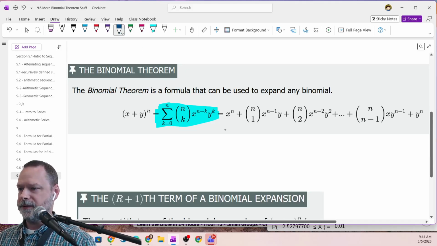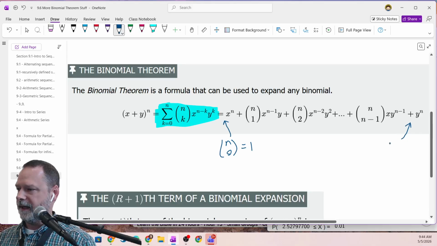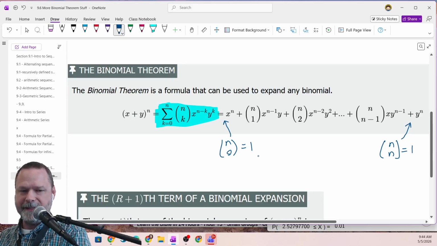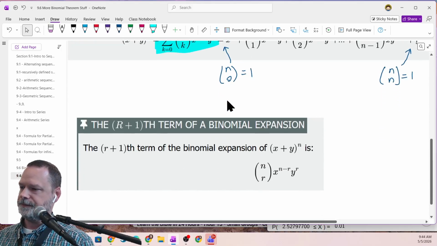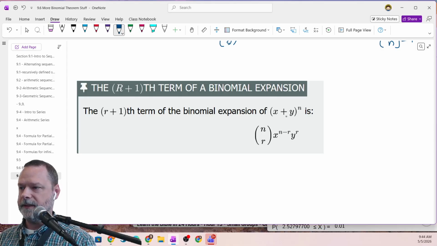And what they don't show here is that this is really n choose 0, which is always equal to 1. And right here is n choose n, which is also always equal to 1. So the pattern does continue for every single term. And so the r plus 1th term of the binomial expansion of x plus y to the n, and this is a handy little trick, is n choose r, x to the n minus r, y to the r.